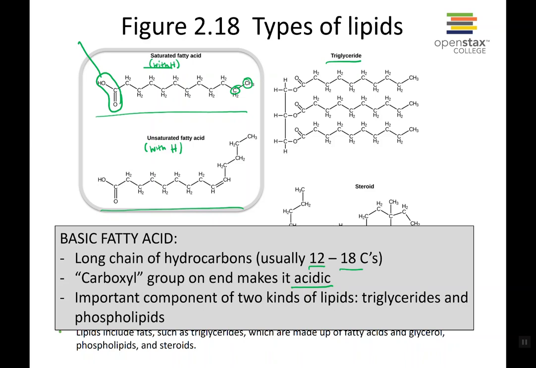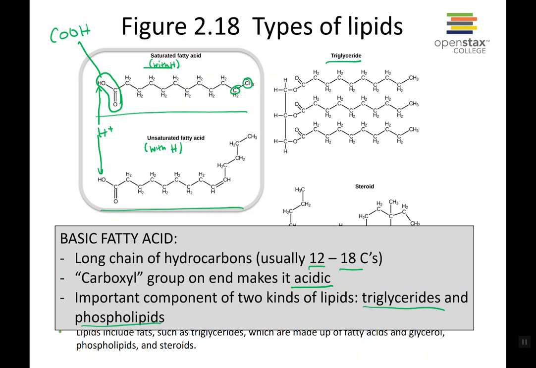When we write the chemical formula for that, we just write this, which tells you what's in there. It doesn't tell you the structural arrangement of it. But the reason these are acids is because this hydrogen dissociates in solution to form H+. So these both give off protons in solution. This is an important component of triglycerides and of phospholipids.